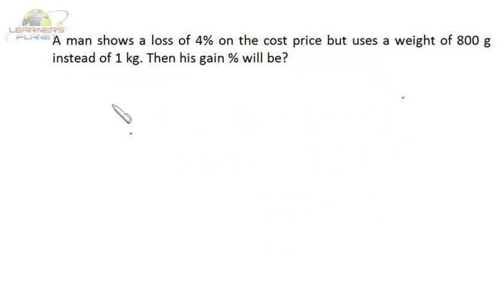Now friends, just change the data of this particular question and we will discuss the various cases of frauds. In this case, he is showing a loss. Suppose he is telling that he is making a profit. That means he is telling the public that he is making a 4% profit only. But along with that he is using a false weight. Now his actual profit will be more than that, that means more than 4%. Now what will it be?